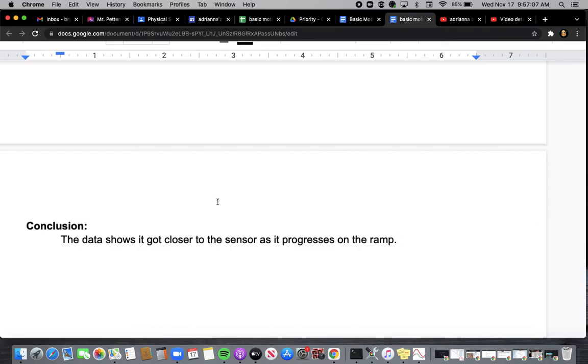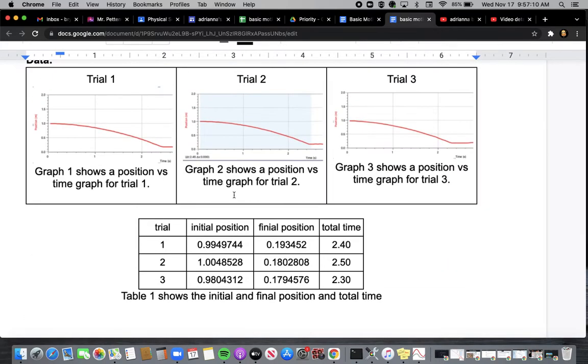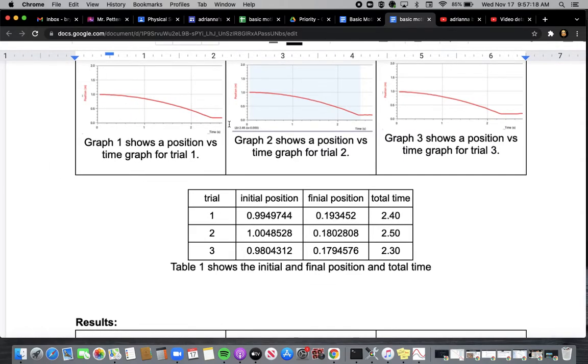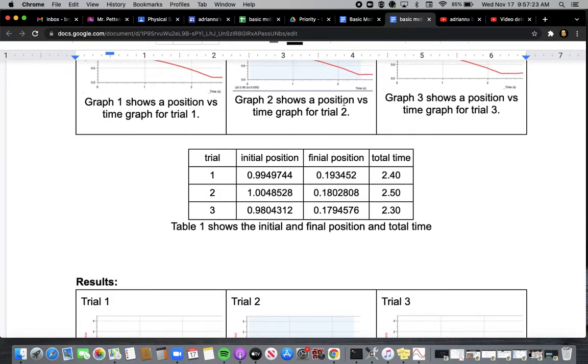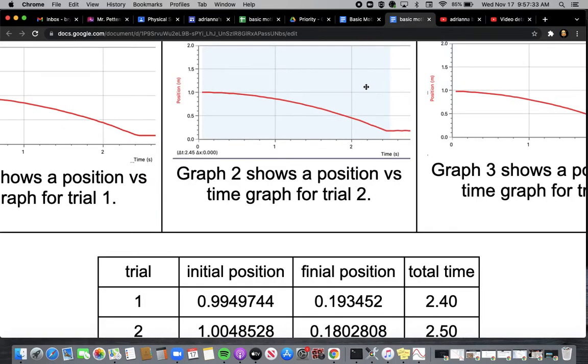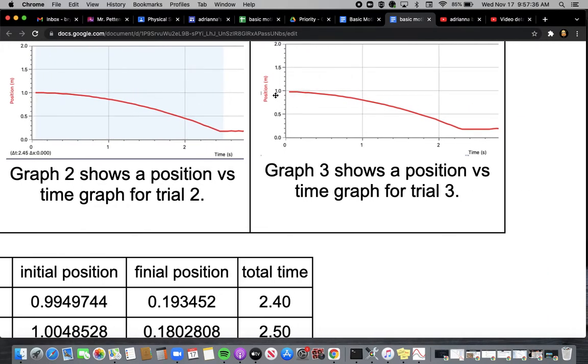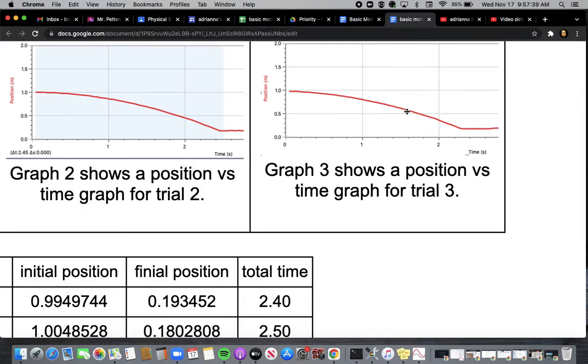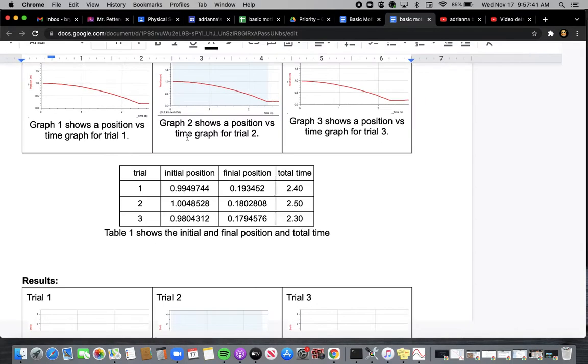There is one sentence that just summarizes these three of them. I'm pointing on the computer, which you can't see, so sorry about that. It got closer to the sensor as the time went on. That's why position goes down, because that's how far it is away from the sensor. It's a meter away from the sensor at first, and then it slowly gets closer to it. With each of these, we didn't put any force to it, we just let it go down the ramp.